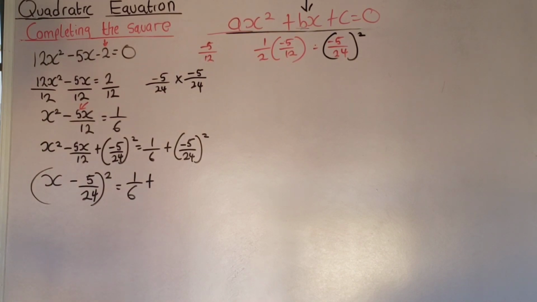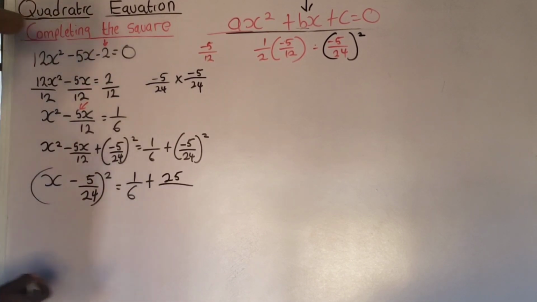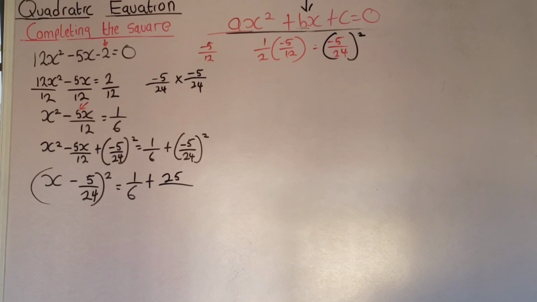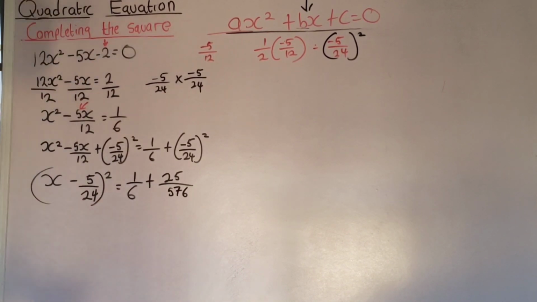Negative 5 times negative 5, that will give us positive 25. So here I'm going to have 25. Okay, are you following? Now 24 times 24, that is 576. Do you understand? Now please, I want you to pay attention.